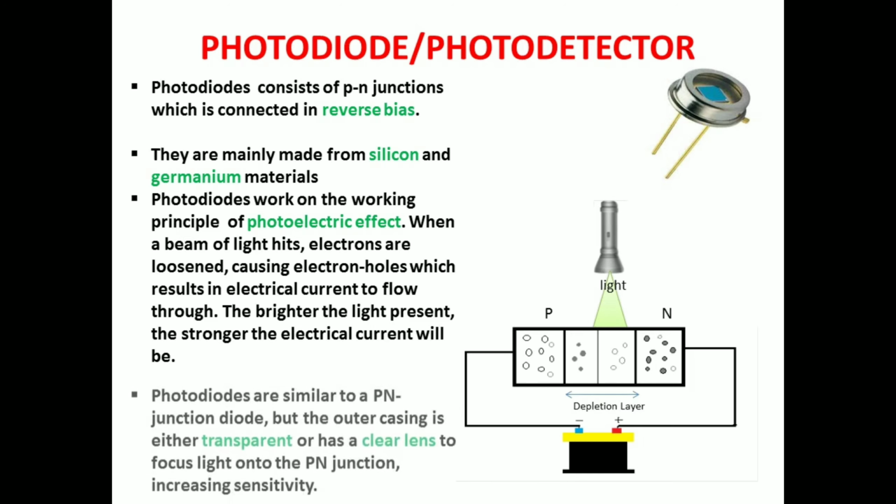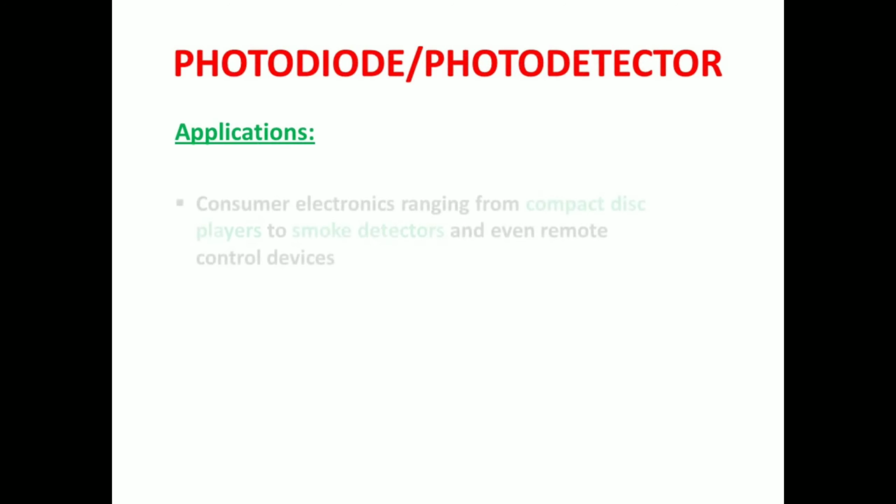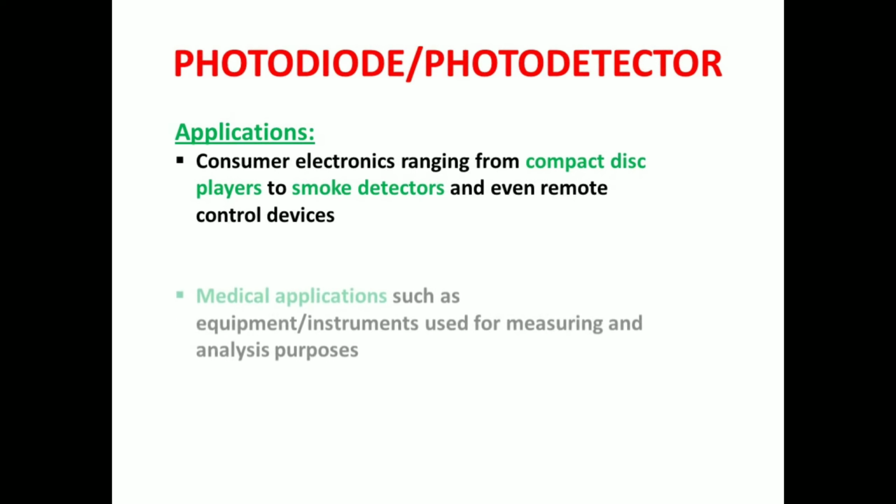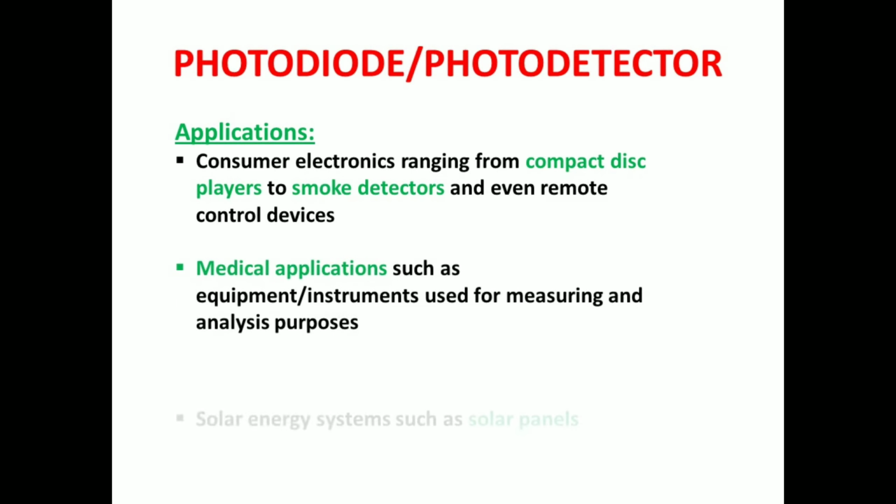Photodiodes have their applications in remote controls in televisions, smoke detectors, CD players, medical applications, and also they are used in solar panels. The next light sensor is the photoresistor or LDR, that is light dependent resistor.